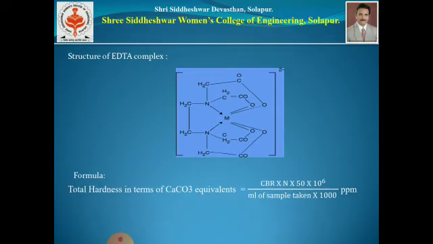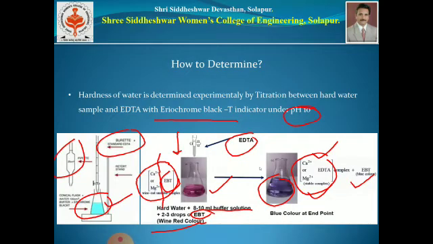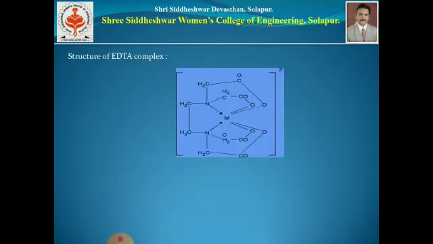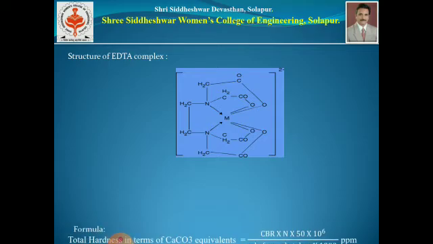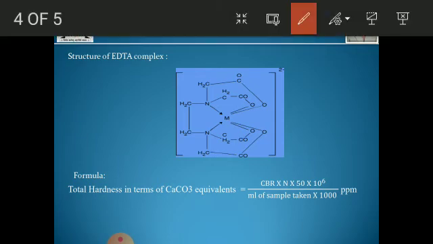So how can the reactions be written, and what is the structure of the complex obtained? Before titration, the first temporary reaction is the formation of a less stable EBT complex. After completion of the titration, at the end point, the reaction is the formation of a stable complex. The structure of this complex is very complicated, and that's why it is known as a complex.